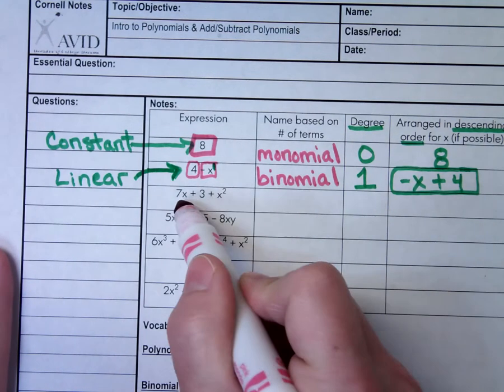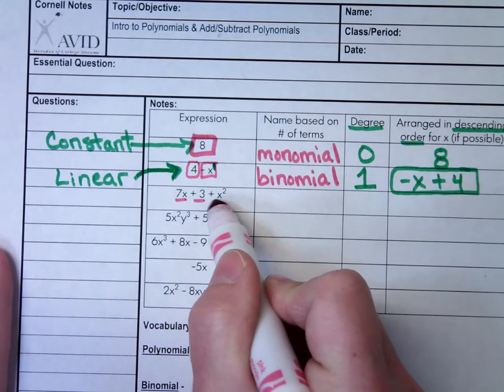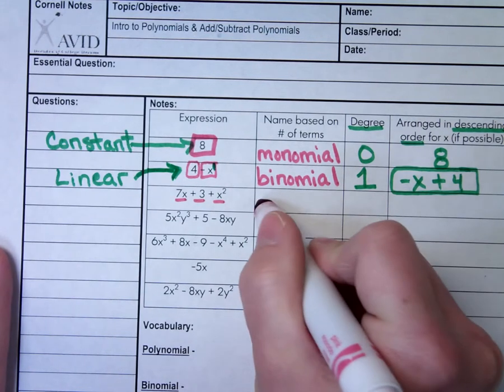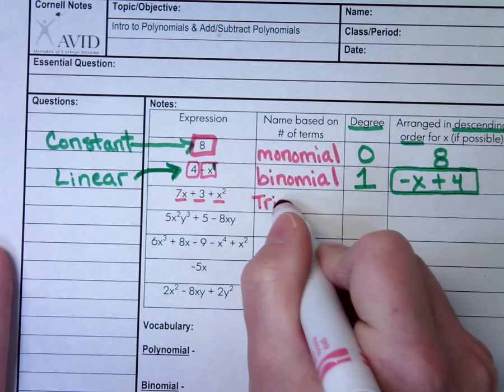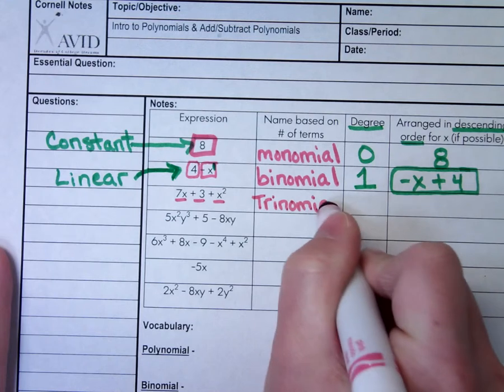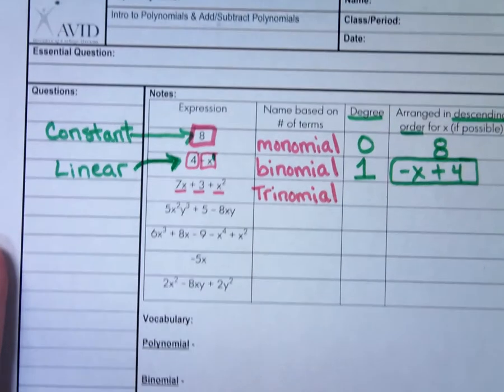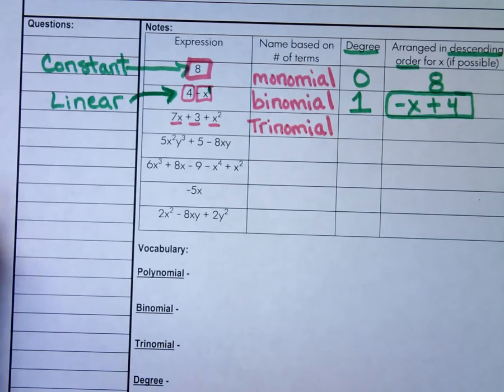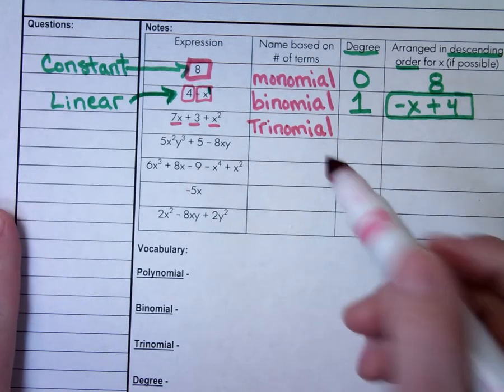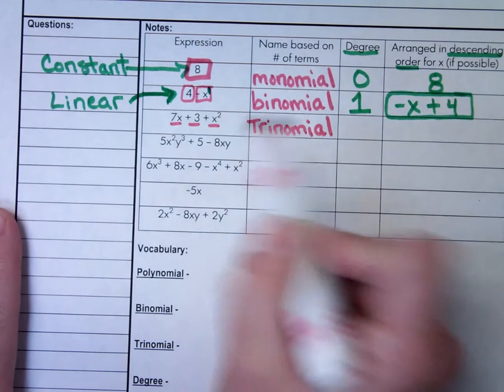Okay, looking at this next one, we've got 1, 2, 3. 3 parts, so that's called a trinomial. Like how a tricycle has 3 wheels, a trinomial has 3 parts.